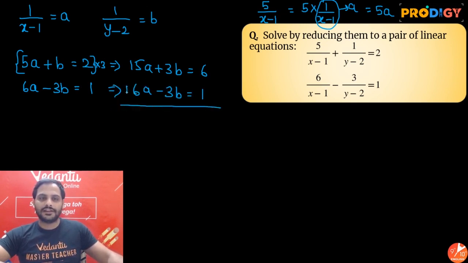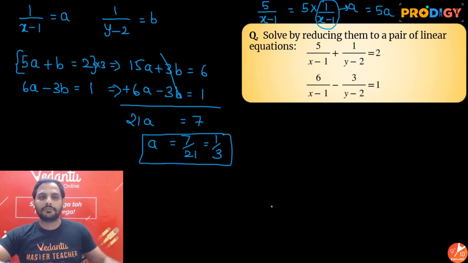Let us do the addition. This 3b minus 3b got cancelled. 15 plus 6 guys, 15 plus 6 is 21a is equal to 7. A is equal to 7 by 21, which is 1 by 3. What is A? A is 1 by 3.